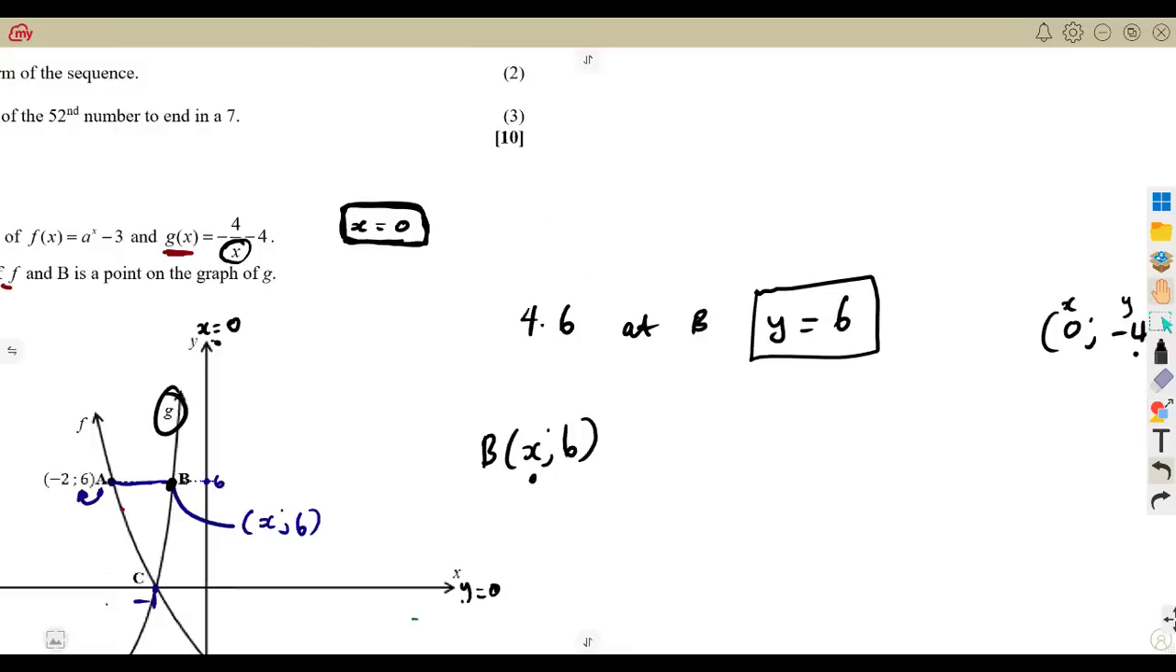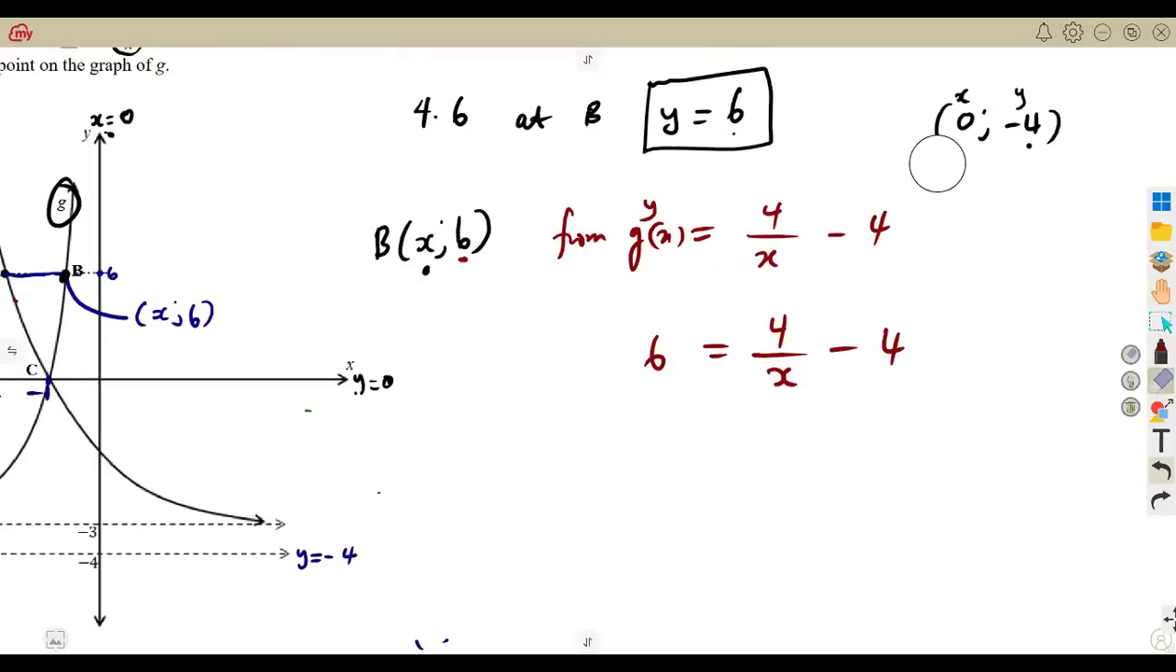On G. So from our G of x, which is equal to 4 over x minus 4. Just like the previous case, guys, when you know the value of y, you can find the value of x. So if y is equal to 6, remember I said G of x simply means y is equal to. So you know that y is 6 there. So 6 is equal to 4 over x minus 4. You need to find the value of x when it is like that. Just like that, guys. Solve for x.